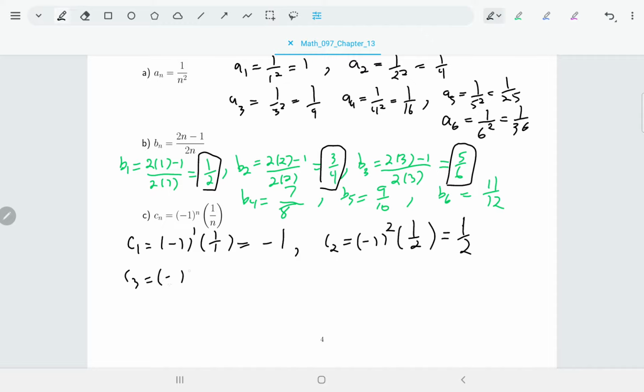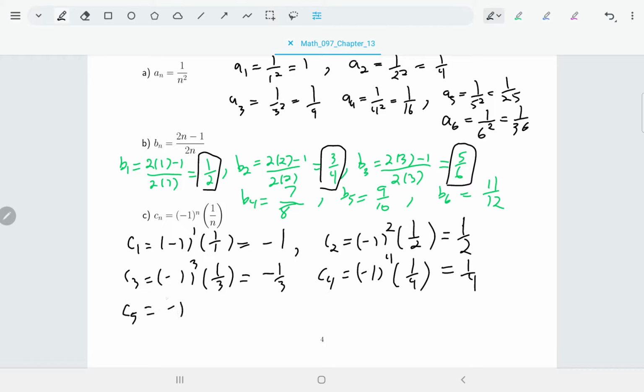c3, negative 1 cubed times 1/3. Negative 1 to odd powers stays negative, so we'd have negative 1/3. At this point, you might notice, as I'm writing here, that things are alternating, that we're alternating between positives and negatives, that all of the odd terms of the sequence, the first term, the third, the fifth, and so on, those are all going to be negative, and that the second and the fourth and the sixth and all of those terms, they're all going to be positive. And that's exactly what we see here.